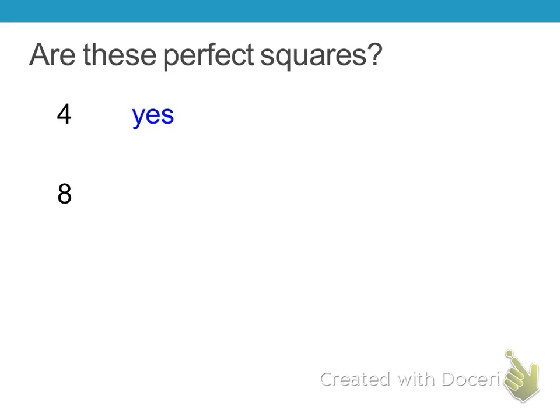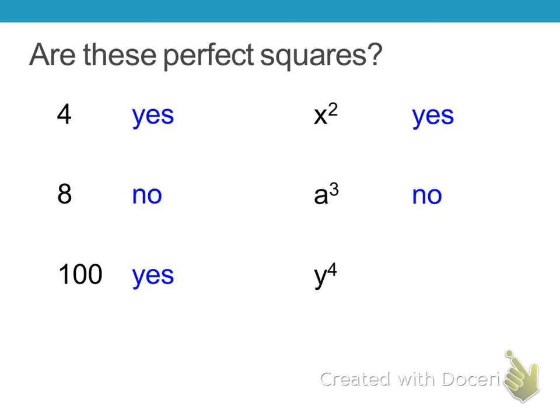Is 8 a perfect square? No. It is not. There is no number times itself that gives us an 8. So that's a no. 100? Yes. What would it be? 10. X squared? Yes, that's just x times x. Good. A to the third? No. Y to the fourth? Y squared squared. So this one's a yes.